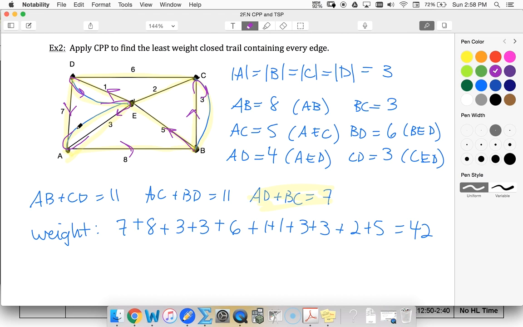and then I can flip back around A to E, and then E to C, and now I can turn this corner and come back to finish my closed trail. So that's the Chinese postman problem with a graph that has odd vertices.